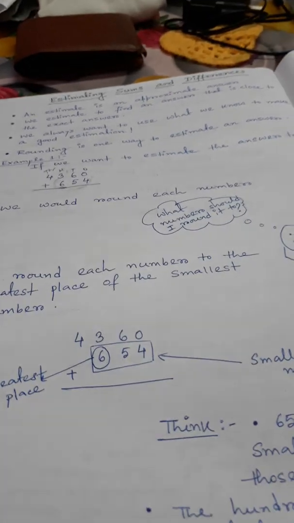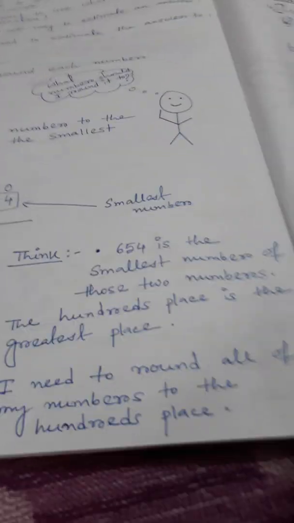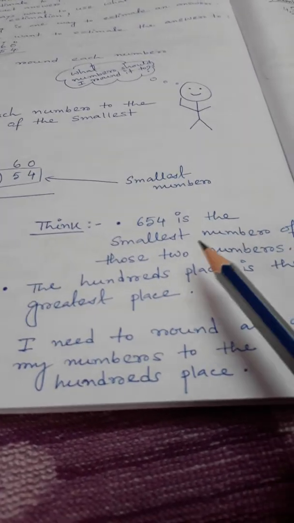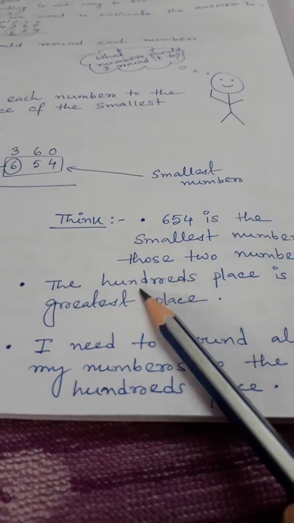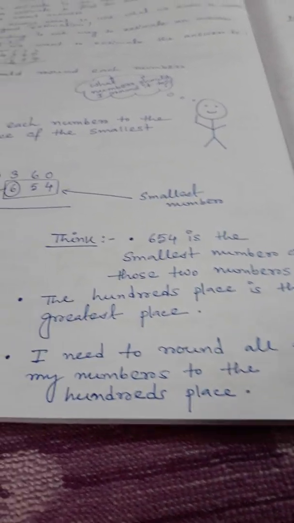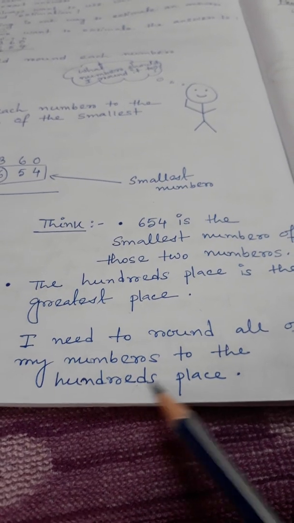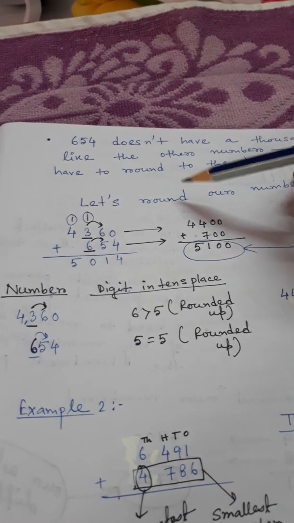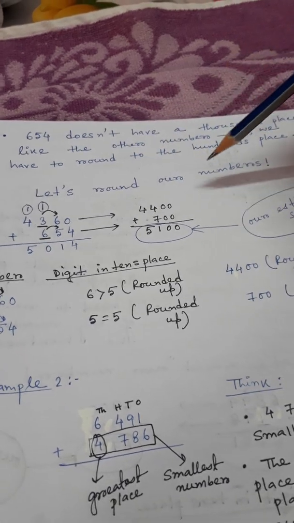So now we have to start the rounding off. 654 is the smallest number of those two numbers. The hundreds place is the greatest place. I need to round all of my numbers to the hundreds place. Okay, so let's start that rounding off. Let's round our numbers.